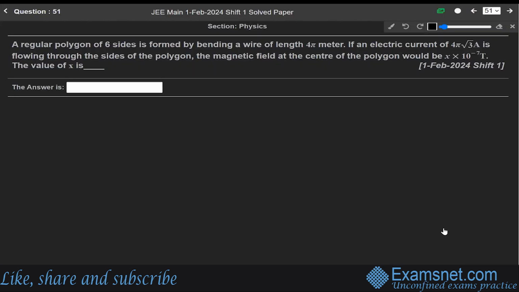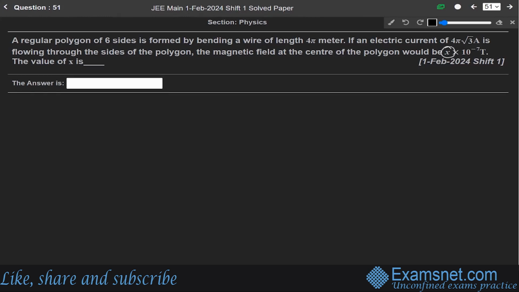So now the next question is 51. A regular polygon of 6 sides is formed by bending a wire of length 4 pi meter. If an electric current of 4 pi root 3 ampere is flowing through the sides of the polygon, the magnetic field at the center of the polygon would be x into 10 to the power minus 7 Tesla. We have to find the value of this x. So this question is from the chapter of magnetic effect of current and magnetism.